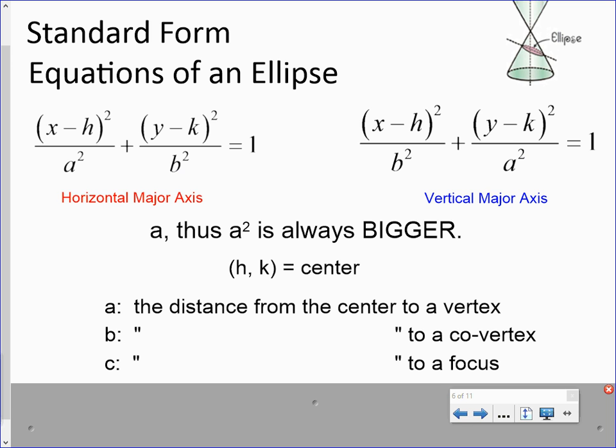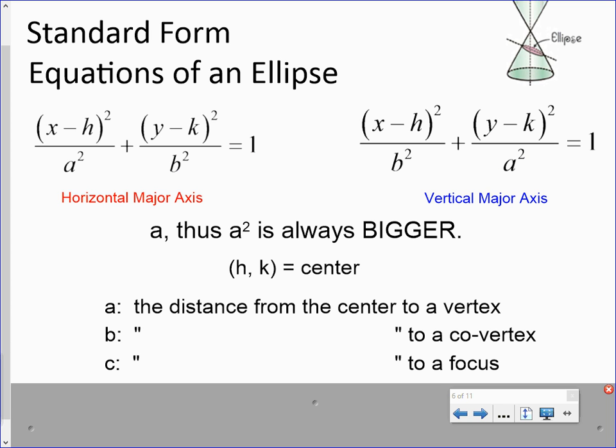Okay, as you're finishing up writing, let's look quickly up at those standard form equations for the ellipse. They're very similar to each other. What is really the only difference between the two equations for a horizontal major axis and a vertical major axis? Where the a squared and the b squared are, right?